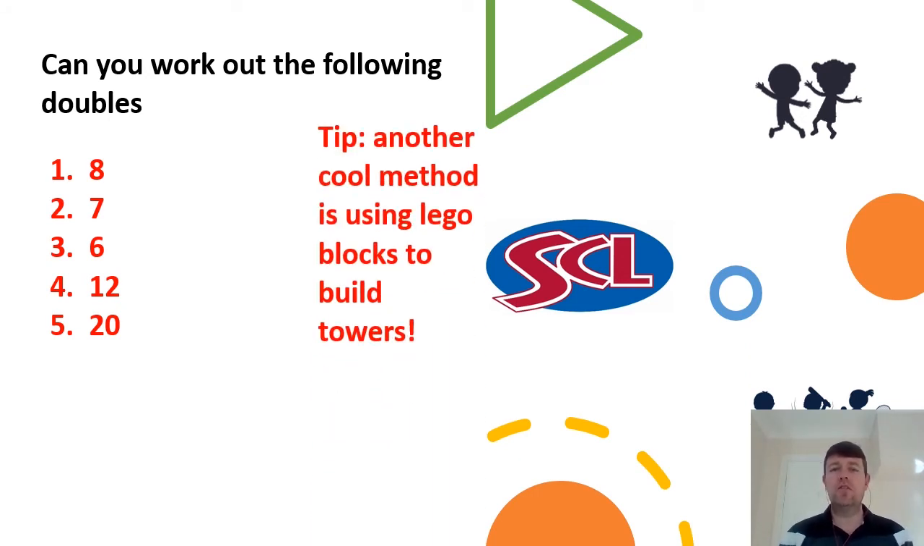And another little cool method you can use if you don't want to use your dominoes, if you have things like Lego blocks or any type of building blocks in your home, you can use those to build a tower. So for example, if we took the first one, 8, you would take your blocks and you would stack 8 blocks up on top of each other. Then to double it, you would take another 8 blocks and stack them on the top, and then count how many blocks you've got all together, and that'll give you your total. And then after that, you can smash it down. So pause this video now and see if we can work out doubles for those 5 questions.